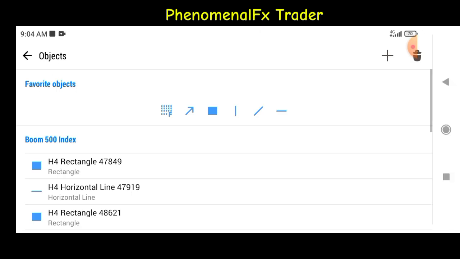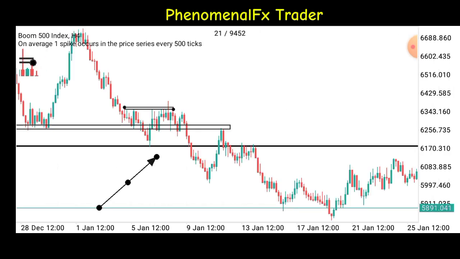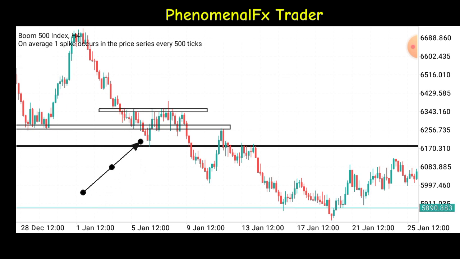Let me show you something else. The market couldn't buy above this zone. Each time the market gets to this zone, it is consolidation here, so it rejects. The market rejects each time it gets here. So anytime the market is able to break above this zone, it's going to buy.